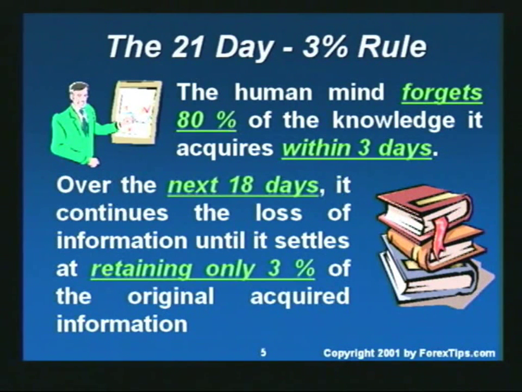Over the next 18 days, it will continue the loss of information until it settles at retaining only 3% of the original acquired information. That means that after 21 days, you will only have retained 3% of the information that you will be shown during these presentations. So please go back and review these tapes and CDs and understand what there is to know on trading so that you can become successful.